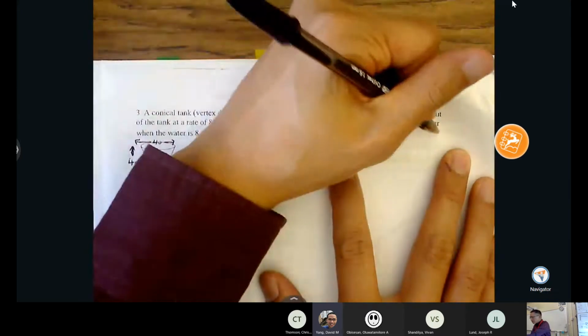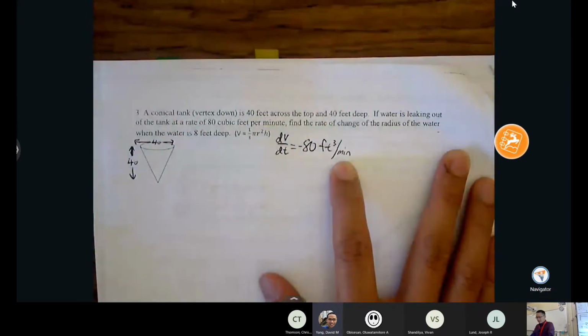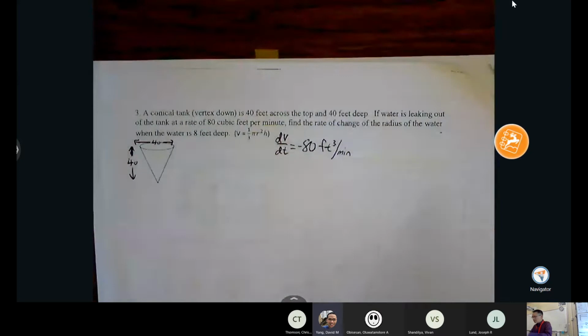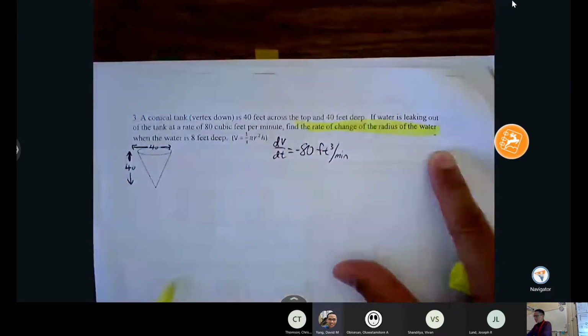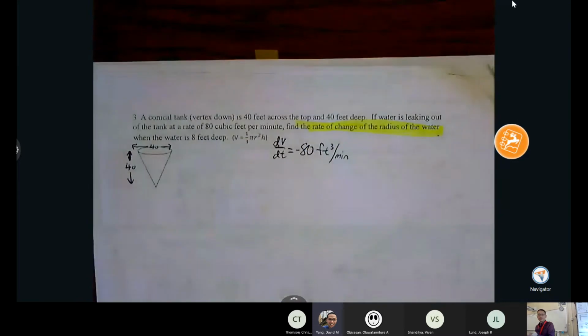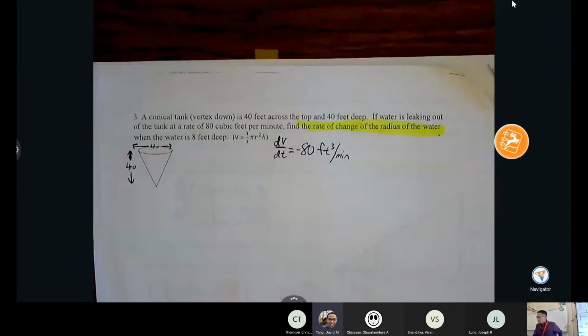Okay, so now we're looking for something different, right? Rate of change of the radius. Okay, so what are we looking for? What's that variable? Would it be dr over dt? Yep, dr dt. Good.